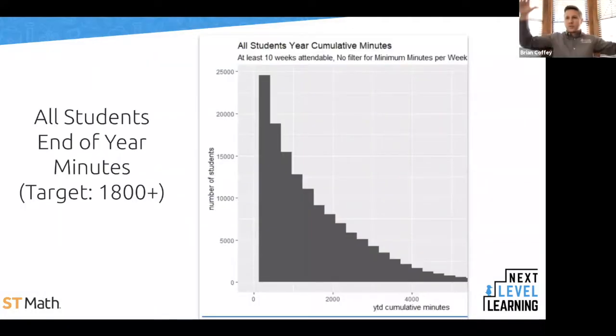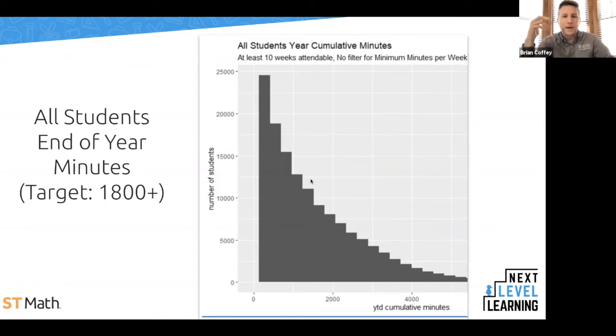This is all the students in this sample, about 25,000 students. And this is looking at their end of year minutes that they were able to be on ST Math. The target is around 2,000 minutes in a year. We want students to be on ST Math about 2,000. We have 1,800 plus, really. So what this is showing here, I'm going to move my mirror, here we go, is all students and what they accumulated in that given year.